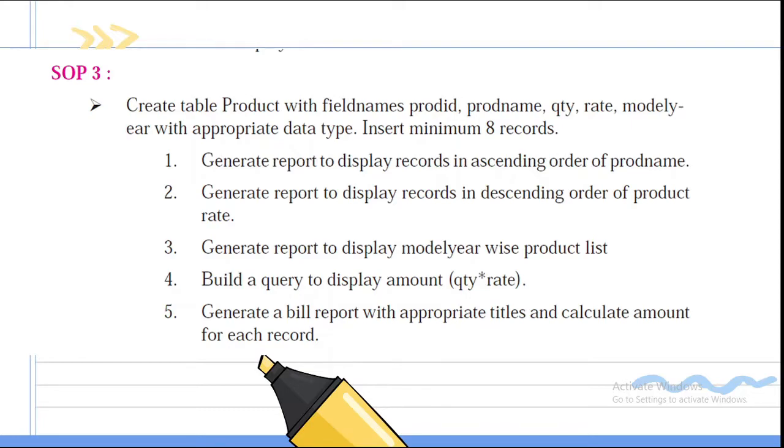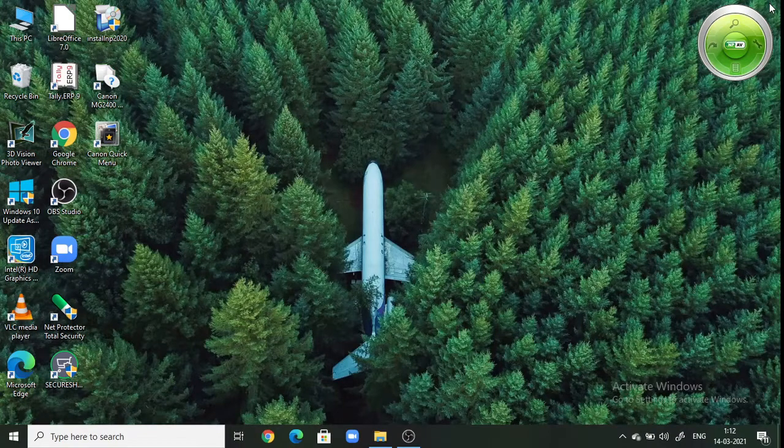Third, generate report to display model year wise product list. Fourth, build a query to display amount. Fifth, generate a bill report with appropriate titles and calculated amount for each record. In this practical, we have to create reports and a query based on product. As you can see, I've shared my laptop screen with you all.